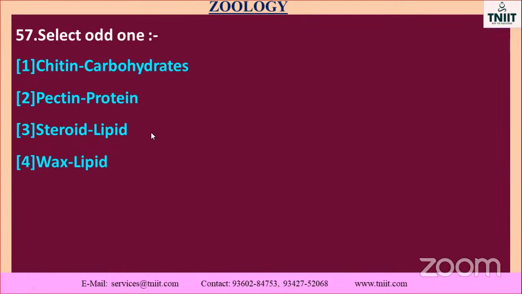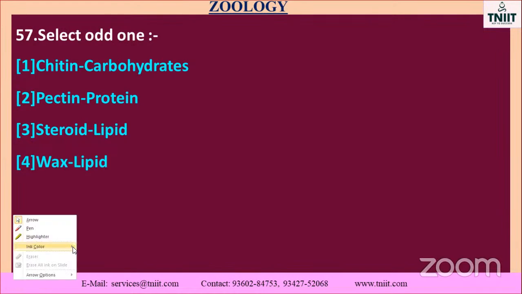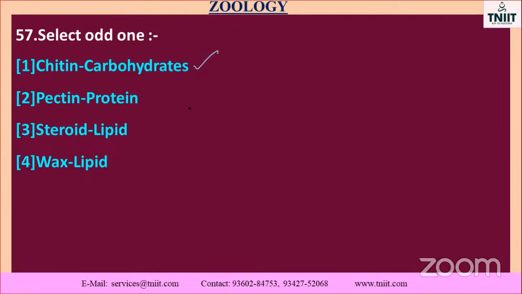Select the odd one. This is a blended question. Chitin is a carbohydrate. Yes, chitin is one of the polysaccharides. Where is chitin present? Already you know about the exoskeleton of the cockroach, and the fungal cell wall. Okay. Pectin is also a carbohydrate.